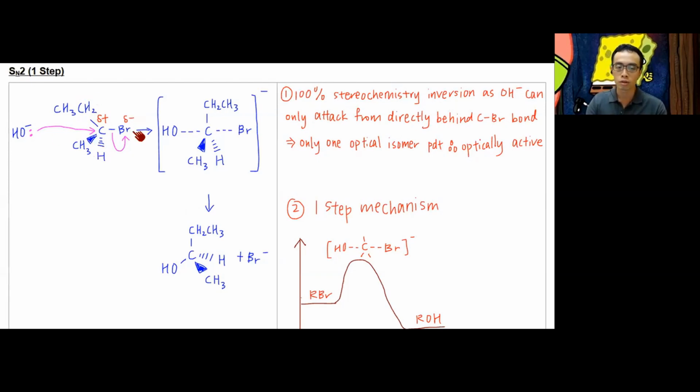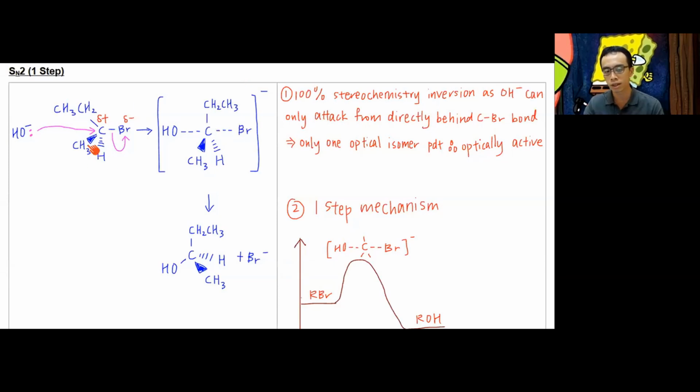At the beginning, because they want to avoid bromine, all of them are leaning towards the left-hand side. Then when the OH minus comes in and takes the position on the left-hand side, everybody will try to avoid the OH minus and flip towards the right-hand side. So the idea is this, what we call stereochemistry inversion. And you have 100% of this inversion because all the OH minus must come in from directly behind the C-X bond. So there's only one point of attack and only one outcome. Therefore, there's only one product.